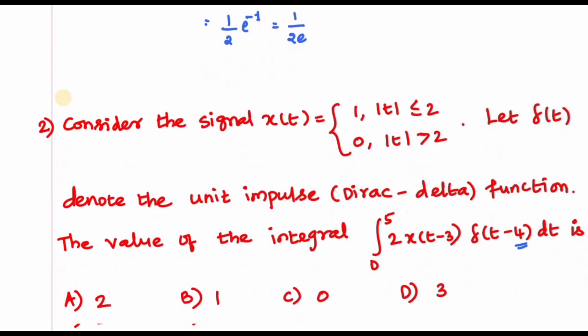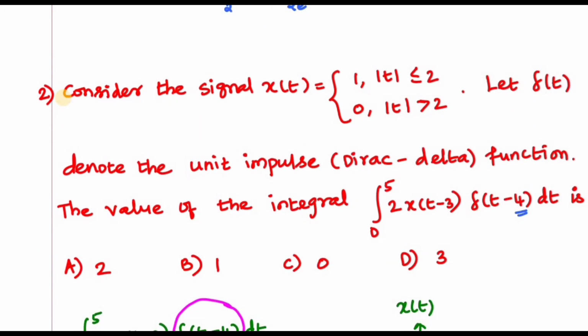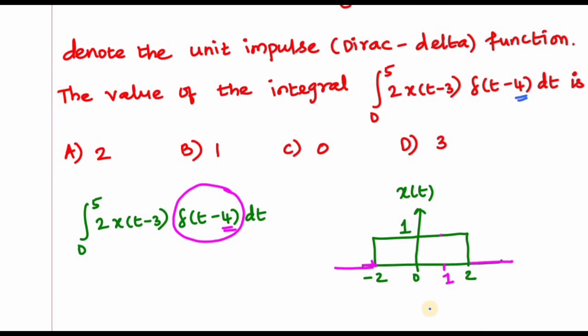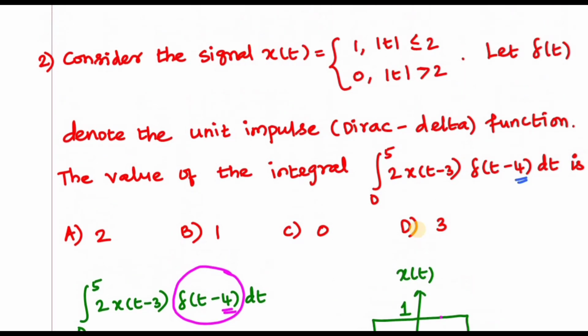So second question. Consider x of t is equal to 1, where modulus of t is less than or equal to 2. So this represents from minus 2 to 2, it is 1. Okay. Let delta t represent the unit impulse function, that is the Dirac delta function. So you find the value of this one.